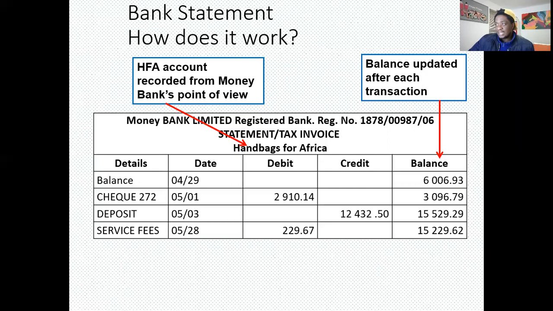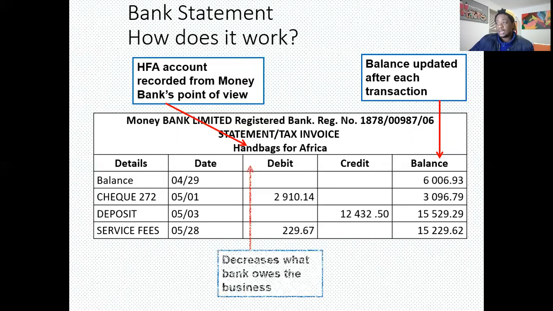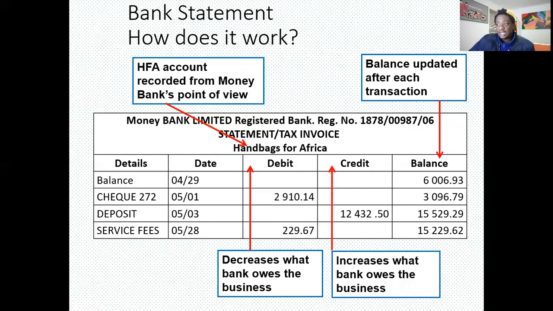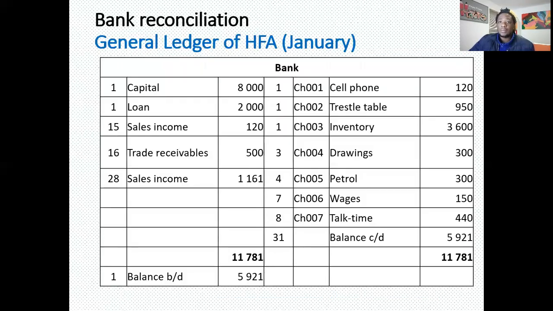then the balance is updated right after that transaction to 3,096. Sorry. And you can see then after the deposit of 12,432, it gets updated again. And then the debit side decreases what the bank owes to Handbags for Africa. And then the credit side increases what the bank owes to Handbags for Africa. And that is pretty much how a bank statement looks.